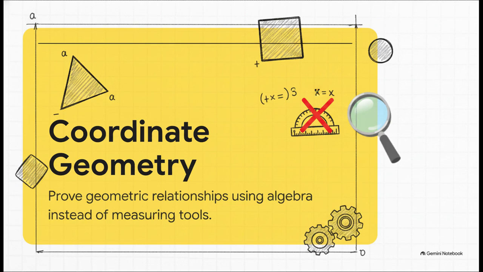Coordinate reasoning is basically using algebraic formulas to analyze figures and prove things on a coordinate plane, entirely without measuring tools. Think about why that's a massive deal. We're shifting away from just drawing a shape and holding a physical ruler up to it. Instead, we're using powerful algebraic formulas to mathematically and systematically prove things about those figures. It gives us absolute 100% certainty.